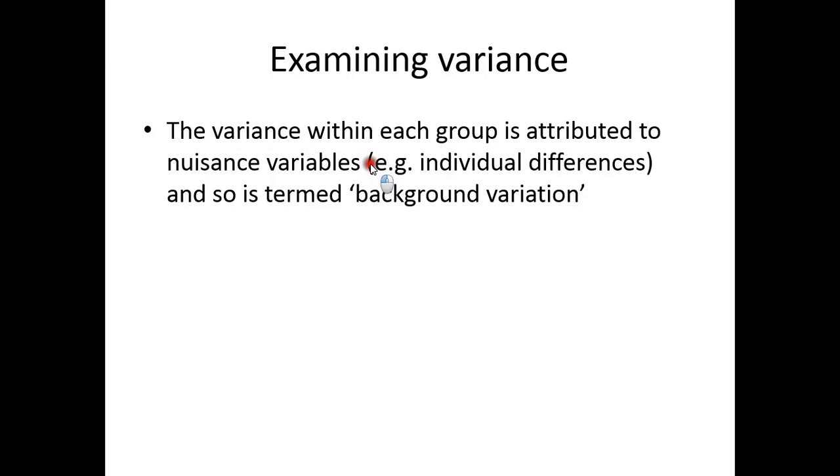So as I mentioned before, within one group, all the participants in one group have experienced the same treatment effect. So ideally, if there were no nuisance variables and no individual differences, they'd all have the same score. But because there are nuisance variables and there are individual differences, the scores will differ within a group. And that's considered a measure of background variation because it's the variance that's not attributed to the treatment effect. It's variance that's attributed to individual differences rather than the treatment effect.